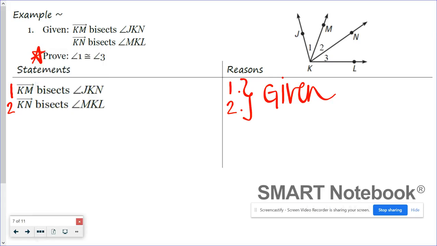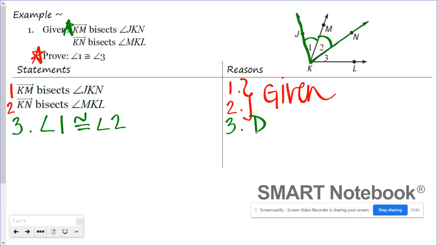So examining that first item, they say that Km bisects angle JKN. So if we look at our diagram, and we locate angle JKN, what can we conclude? Exactly. We can conclude that angles 1 and 2 are congruent according to the definition of bisects. Let's write that down. Angle 1 is congruent to angle 2, and the reason is definition of bisects.